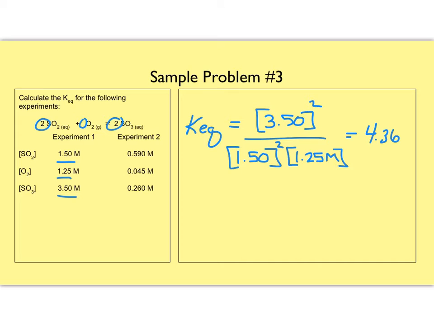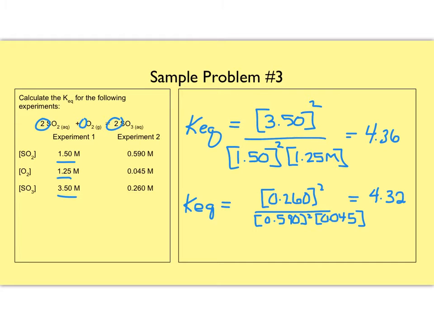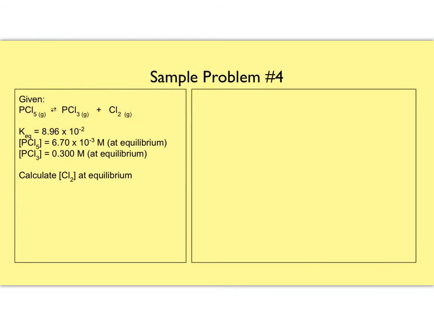Now I'll do the same for experiment number 2 and show you the result. Notice that the two KEQ values don't have units and that they're very similar to each other. Any differences we see would probably be due to experimental error. You should do these calculations, and if you're having trouble with the mathematics of it, please see Ms. G.